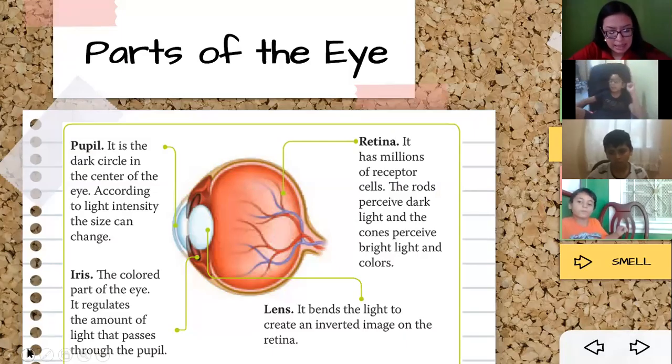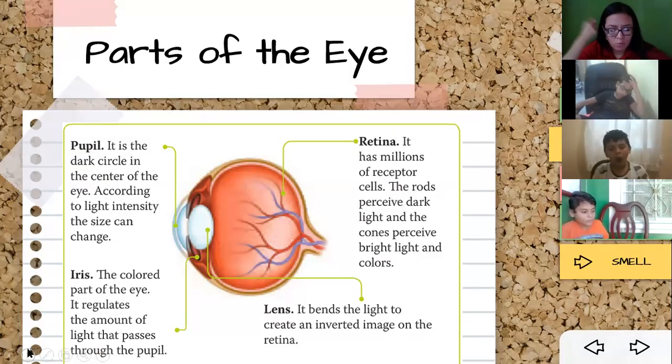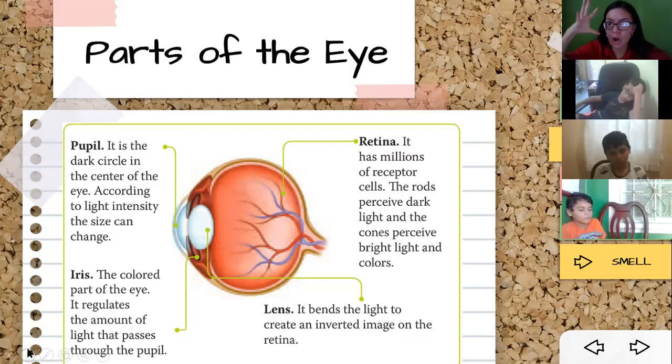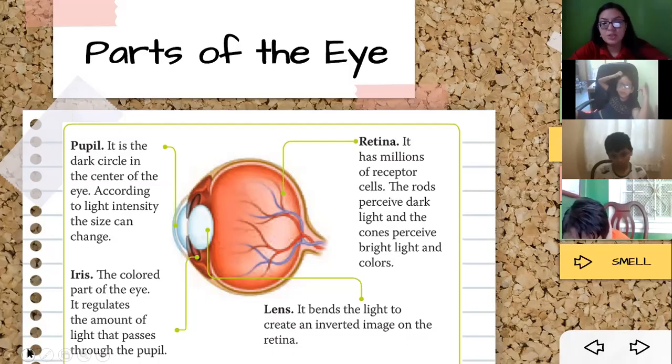The pupil is the black circle in the center of our eyes. It is a hole where the light rays go through. Depending on the intensity of the light, the iris modifies the size of the pupil, so it can grow or it can become smaller. The lens bends the light to create an inverted image on the retina.